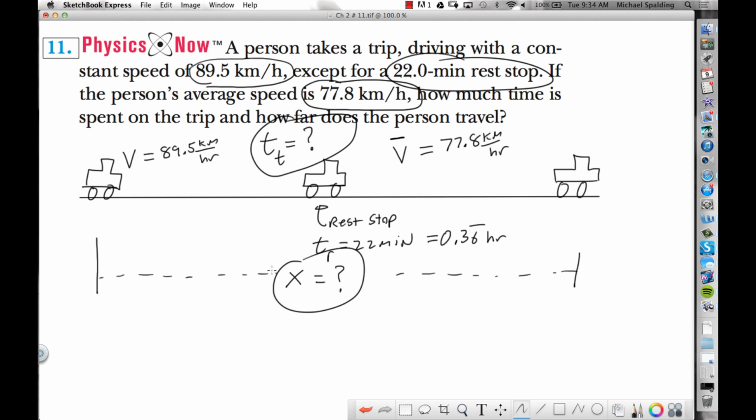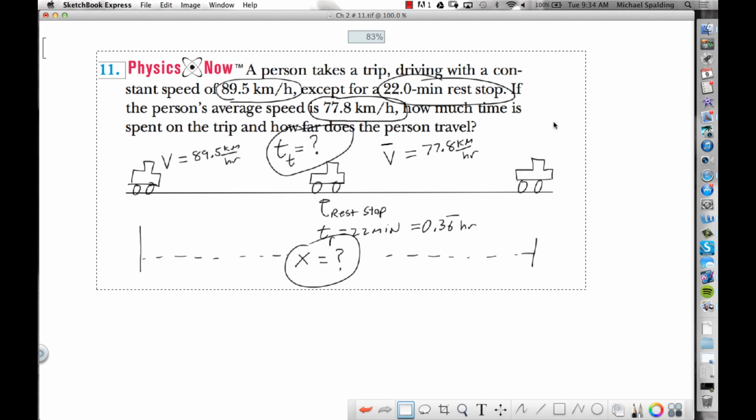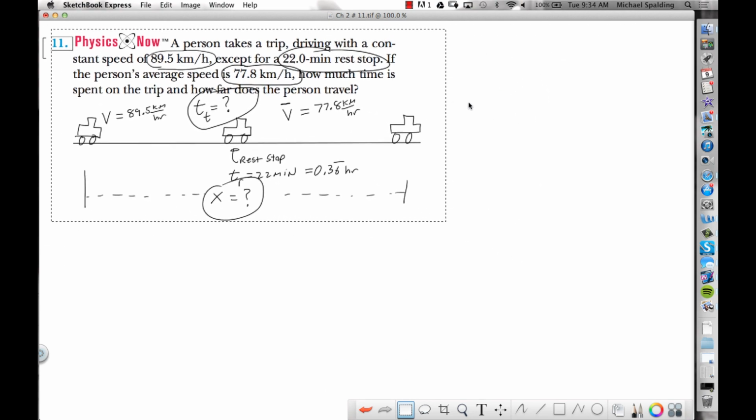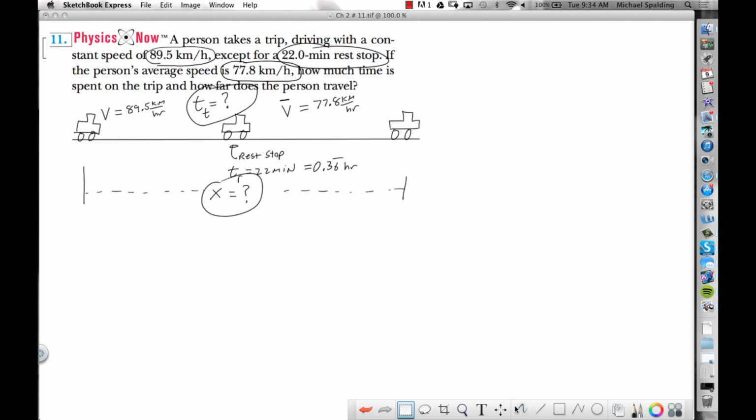Now, how do we go about doing this? So I'm going to shrink this down. I need some room to solve it. Make that a little smaller. Okay, so what we have to do is set up some equations. The key to this problem lies in the equations for instantaneous velocity while in motion and average velocity for the whole journey. What can we say about the instantaneous velocity, the 89.5?